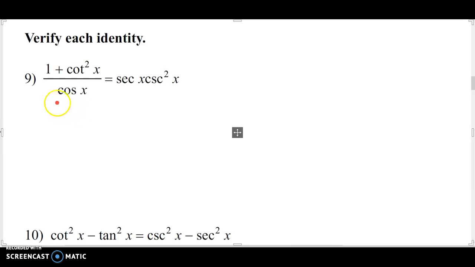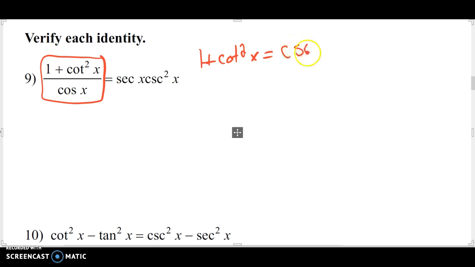For number 9 on the review, you want to look at how can I change the left side to look like the right. So if you look at this here, you can identify that 1 plus cotangent squared of x is an identity, and it equals cosecant squared of x. So I'm going to replace 1 plus cotangent squared of x with cosecant squared of x over cosine of x.